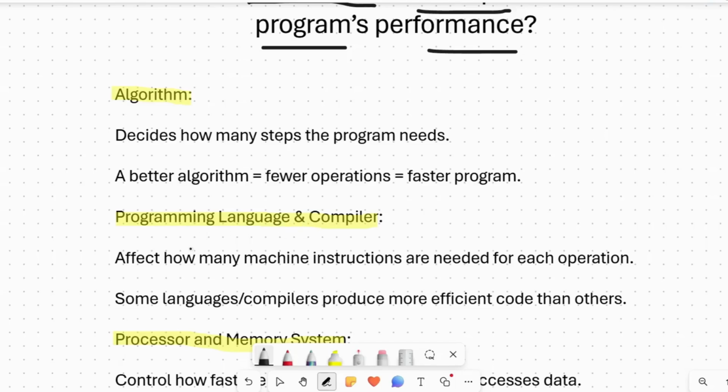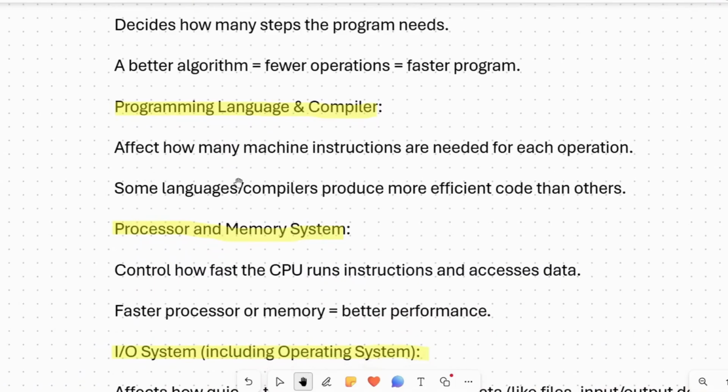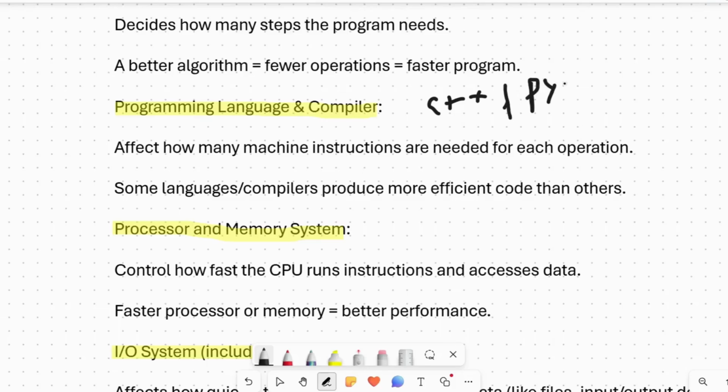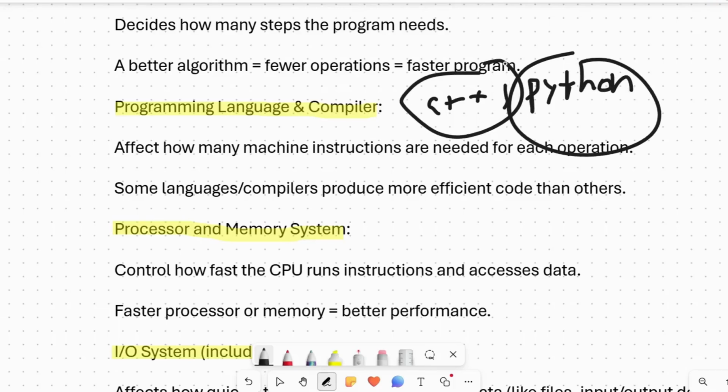Programming language and compiler affect how many machine instructions are needed for each operation. Some language compilers produce more efficient code than others. For example, if you use C++ to write your code, and another friend uses Python, then when we compile both of these, C++ is faster. If you use C++, it is easier for you to write faster code. So that's why programming language and compiler matter.